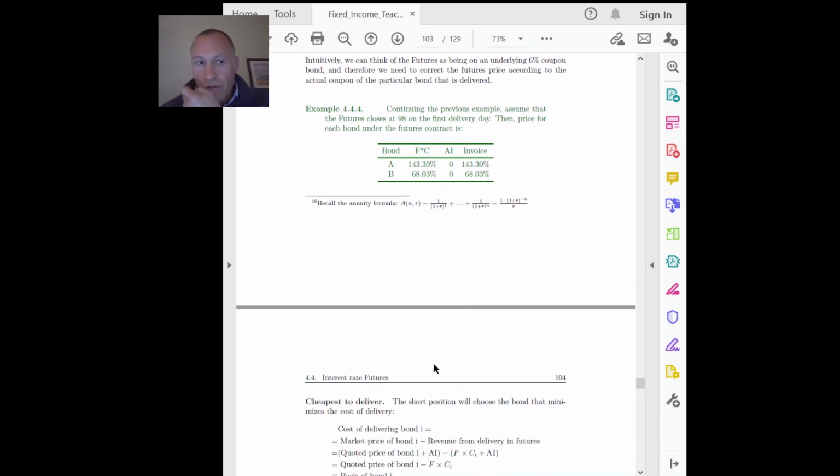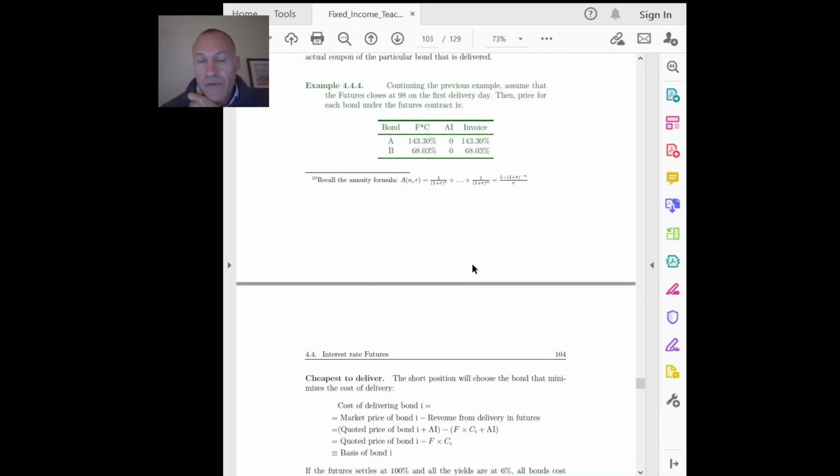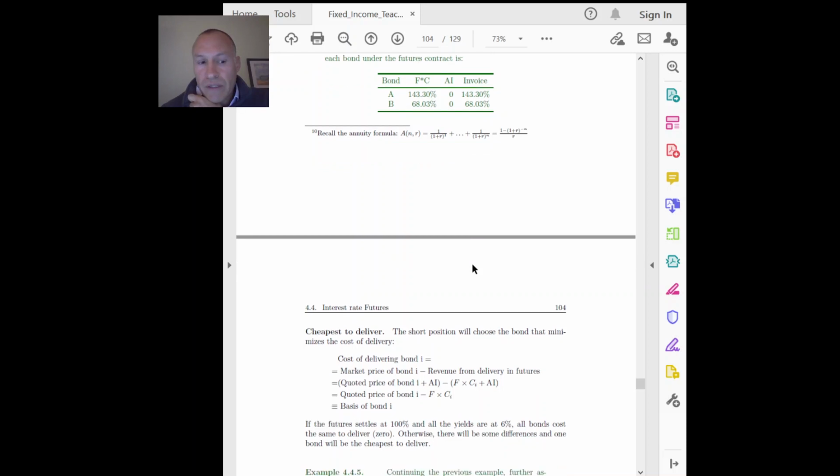All right. So now what the short side will ask is which one is the cheapest to deliver, right? So what is that? The cheapest to deliver is the one that will minimize the cost of delivering. What is the cost of delivering? Well, it's the cost of buying the bond in the market minus the revenue that the short gets from the other side of the futures contract.